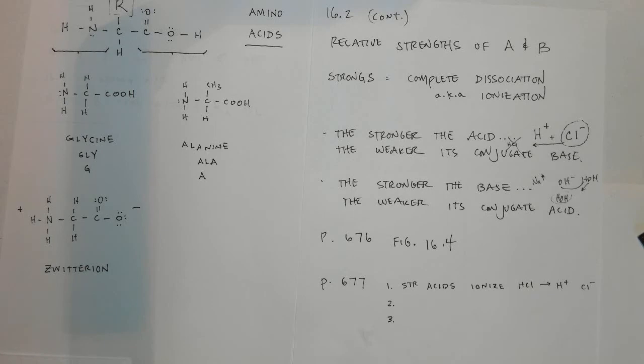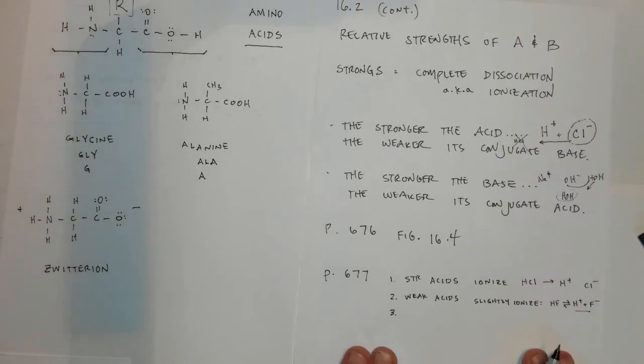Rule number two is that weak acids or therefore weak bases only slightly ionize, or slightly break up. So something like HF will have two arrows and only makes a few H pluses and only a few F minuses. And we'll give a ranking scale to that soon.